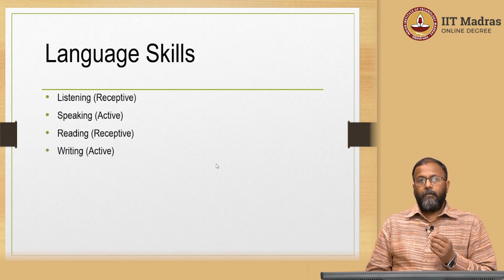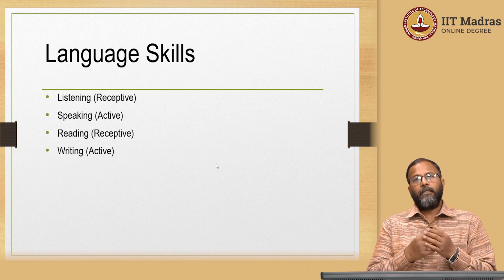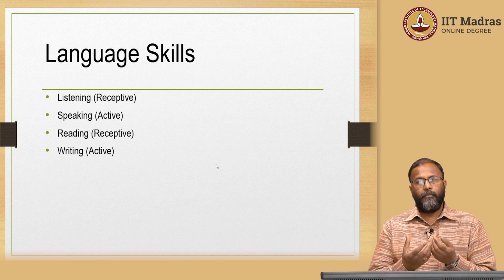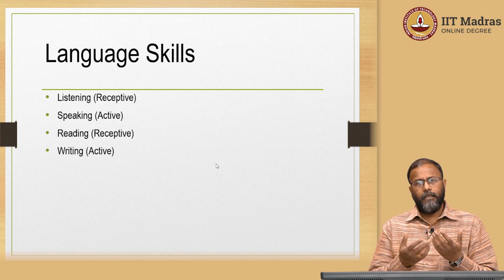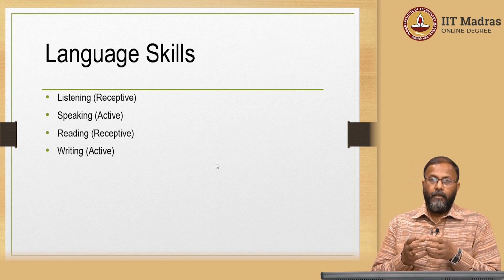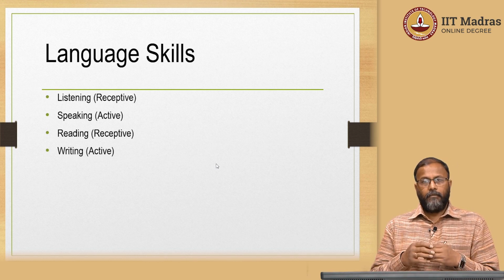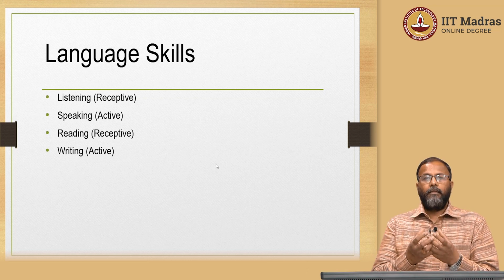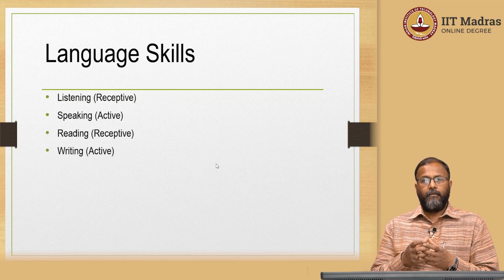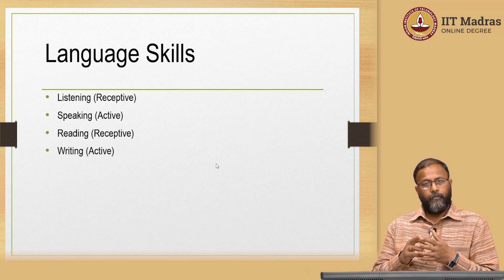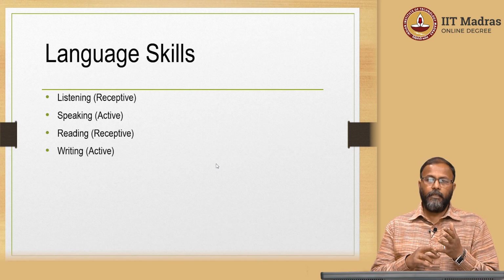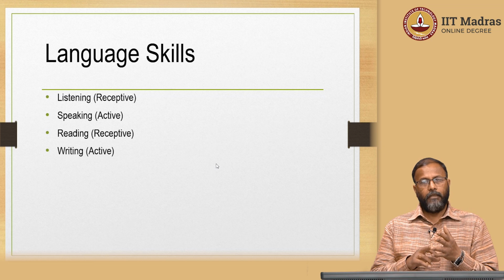Moving on, then what language skills are required? What language skills are required to be a good communicator? So there are four integrated language skills, and we say integrated because they are not independent skills. They are integrated, and as a whole they make you an effective communicator. So what are these? L, S, R, W. L stands for listening, S stands for speaking, R stands for reading, and W stands for writing.